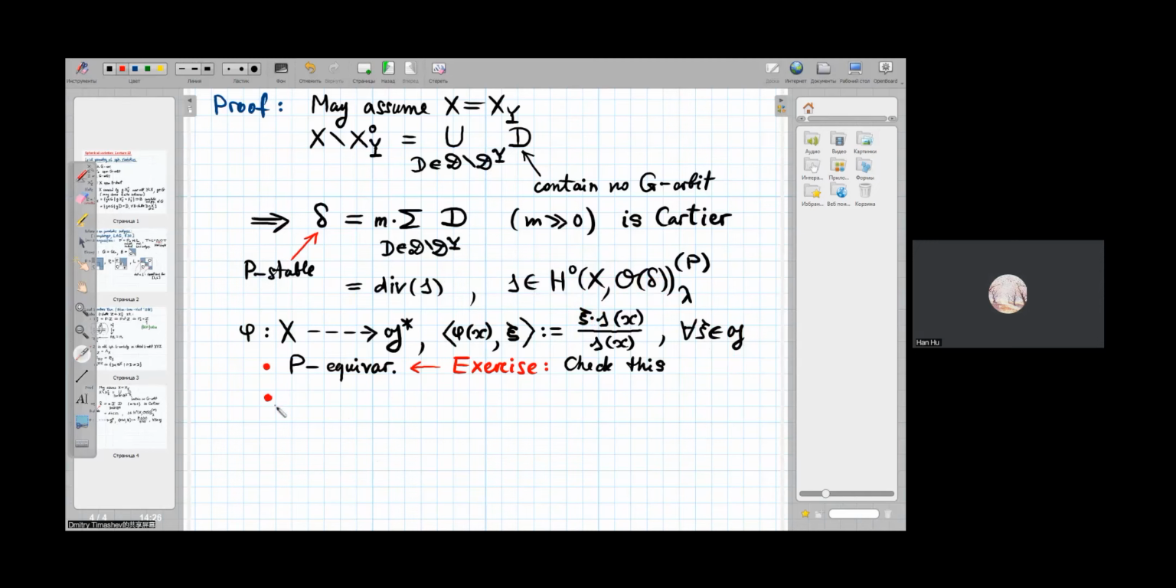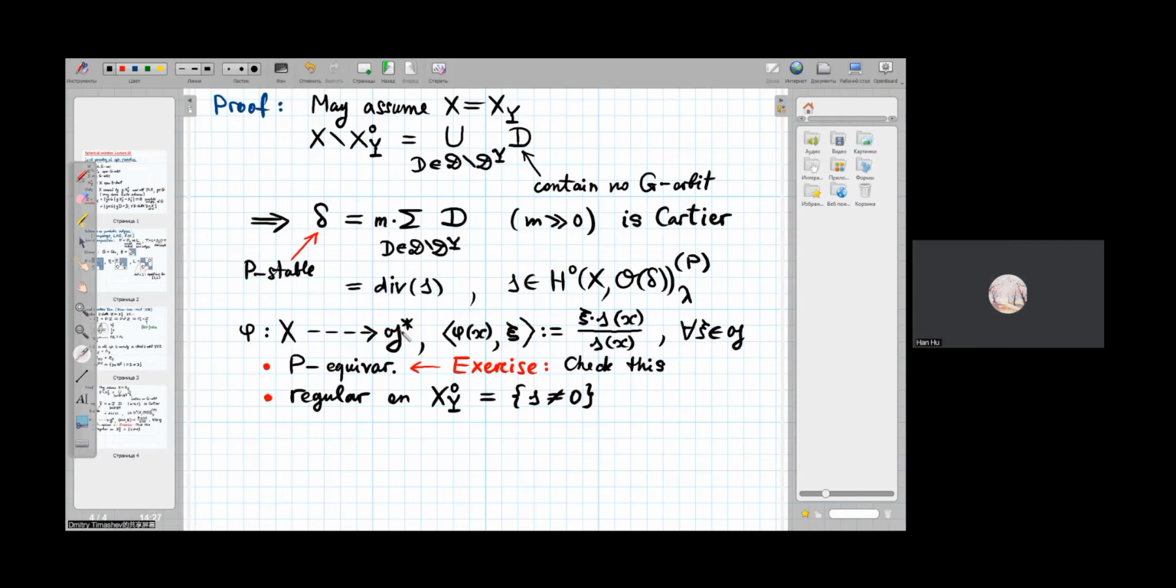And the second property is obvious. The map phi is regular. In general, it is rational, but it is regular on the open B chart, because the open B chart is exactly the non-vanishing locus of S by the construction of S. So on the open B chart, this denominator doesn't vanish, and this formula gives you an everywhere defined map. Now we want to identify the image of the open B chart under this map phi.